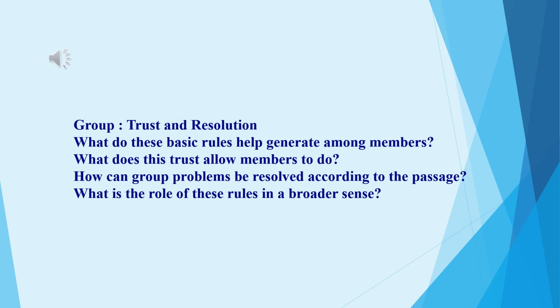Group, trust and resolution. What do these basic rules help generate among members? What does this trust allow members to do? How can group problems be resolved according to the passage? What is the role of these rules in a broader sense?